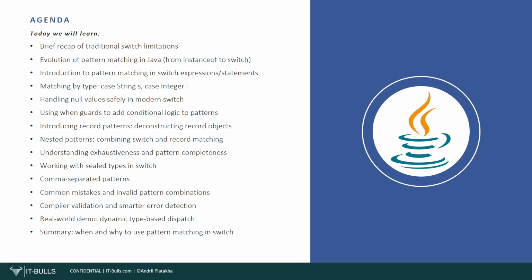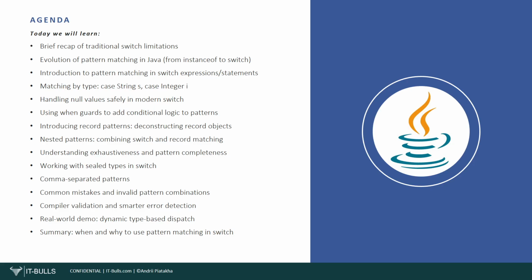I'll also explain the new support for comma-separated patterns and where they can simplify your logic. Along the way, we'll look at common mistakes, such as unreachable cases and incompatible patterns, and how the compiler now gives us better validation and smarter error messages. And of course, I'll walk you through a practical demo showing dynamic type-based dispatch using switch and patterns.